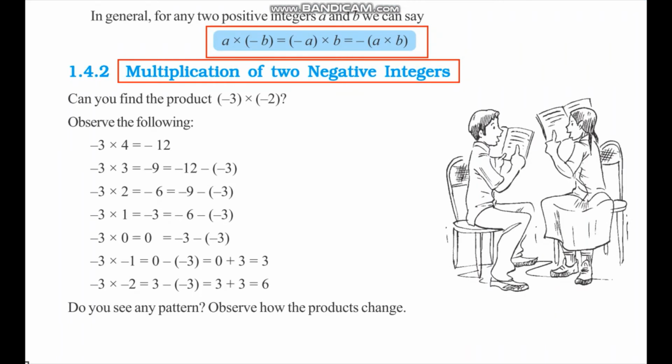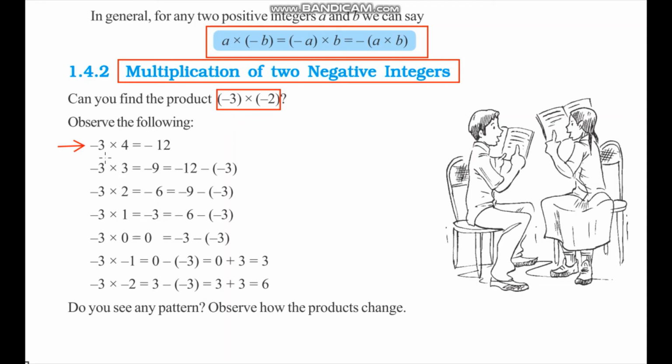Let us consider the product of minus 3 and minus 2. Both of these are negative integers. For us to find this product, let us start with something we already know. That is, let us start with the product of minus 3 and 4. We know this, and because it's the product of a positive and negative number, the final product is going to be a negative number that we get by multiplying these two as whole numbers and then adding the minus sign.